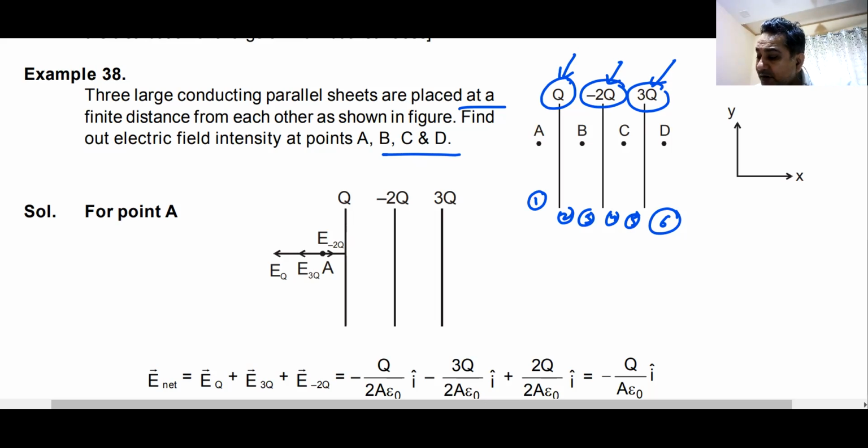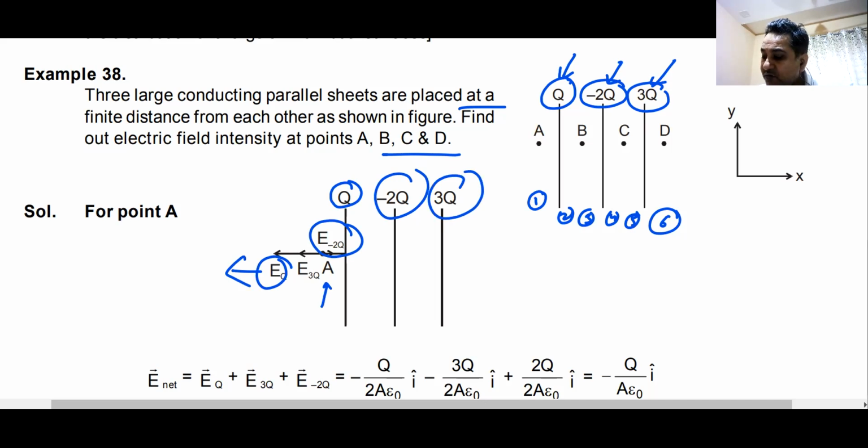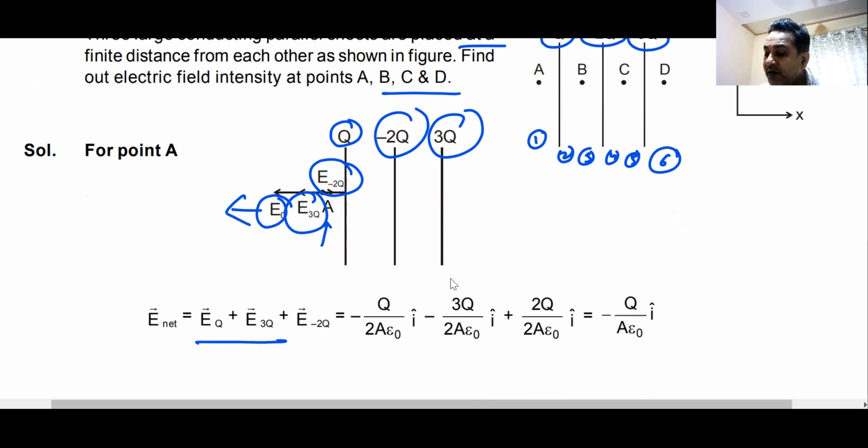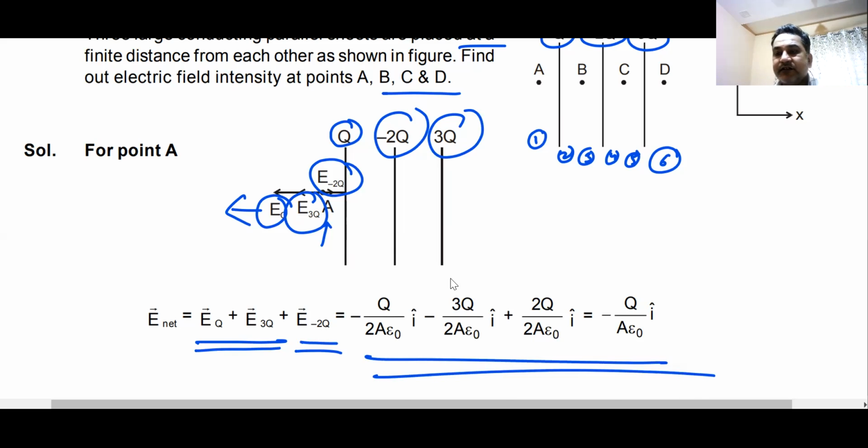For example, at point number A, electric field due to plus Q charge will be going like this one. Due to minus Q charge will be going like this one. Due to plus 3Q charge, it will go like this. You add electric field due to plus Q and 3Q, subtract the electric field, or vectorially add the negative field, and that is your answer. Electric field due to the plus Q charge is sigma by 2 epsilon naught, sigma is Q by A. Second is 3Q by A, sigma by 2 epsilon naught. Third is 2Q by A, sigma. And we have our answer.